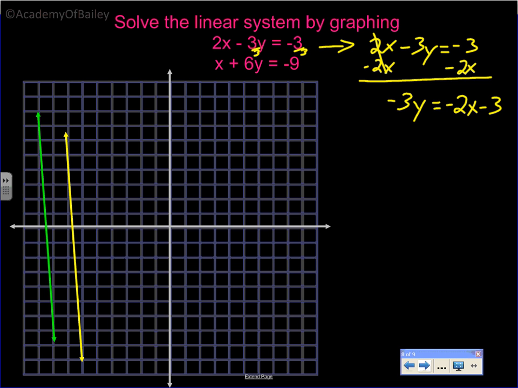We're going to divide both sides by negative 3. Cancels out the negative 3's on the left, so now y is equal to negative 2 divided by negative 3 makes a positive, and the x goes out to the right side, right of the fraction. And then right here, we have negative 3 divided by negative 3, which makes a positive 1. So y is equal to 2x plus 1.